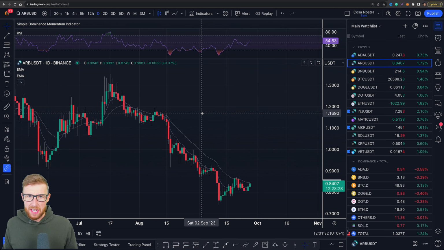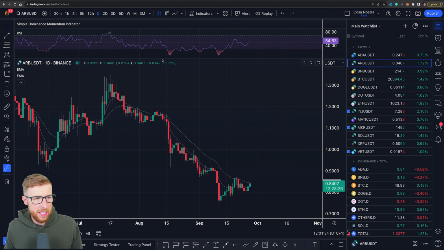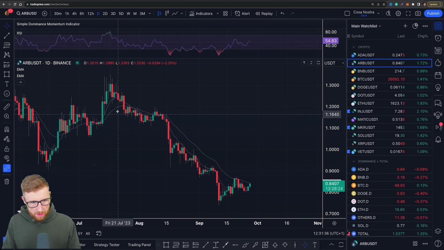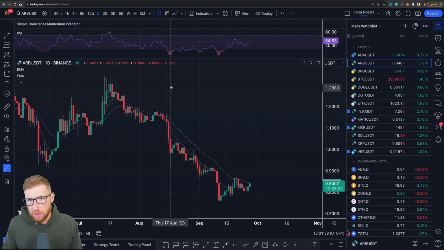So as I said before, the first thing you need to do is look at the RSI and look at the moving averages. What is genuinely happening?